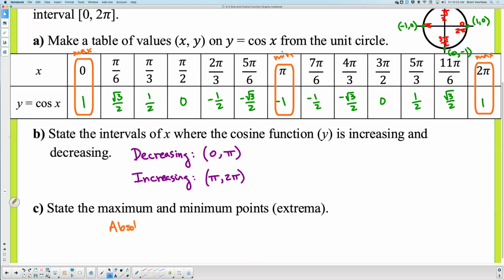They are absolute maximums. We have at 0, 1 and 2 pi comma 1. The absolute minimum, this is when the x value is 1. X value is 1 at pi. Did I say 1? I meant negative 1. I said 1.